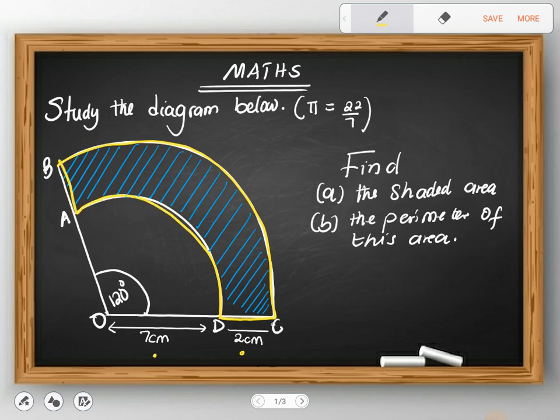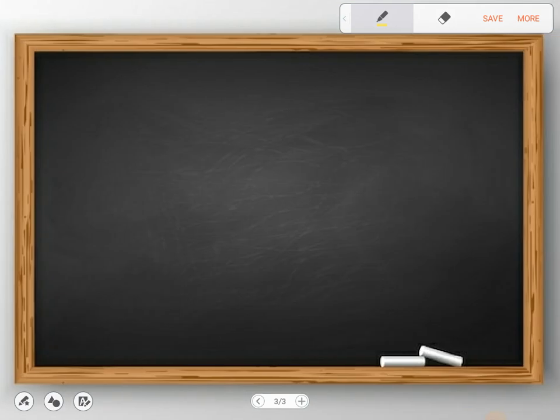But we know that this is 2 centimeters, and even there is 2 centimeters. So the only thing that we need to do is to find the length of BC and the length of AD, then we add the 2 and 2, and we would have found the perimeter. Alright, so let us find length AD.